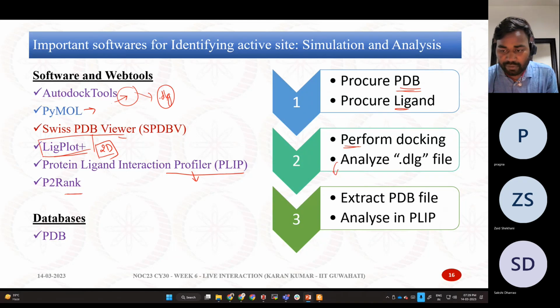You convert that into PDB format, and then you subject that PDB file to any visualizing software such as PLIP, LigPlot+ or PyMol, and then you will see how the binding is happening. Okay, so to give you a brief on how one can follow all these processes, I will take the example of a molecule, let us say chymotrypsin.